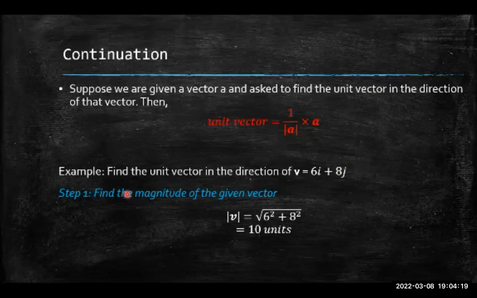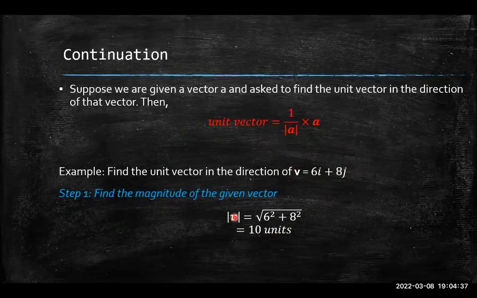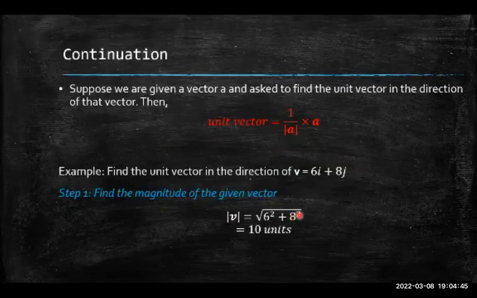For example, if they ask you to find the unit vector in the direction of vector v, which is equal to 6i hat plus 8j hat, the first thing you want to do is find the magnitude of the vector. So we know that's the square root of the x component squared plus y component squared, where x is 6 in this case. So it's 6 squared plus 8 squared. 6 squared is 36, and 8 squared is 64. 36 plus 64 is 100, and the root of 100 is 10. So 10 units, right? That's the magnitude I'm working with.